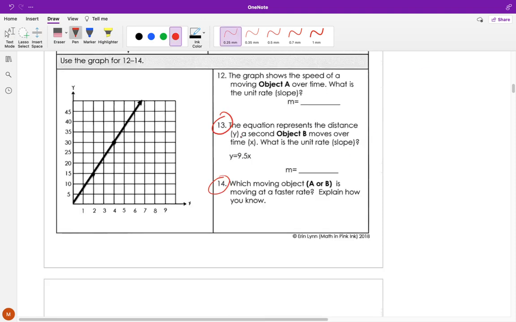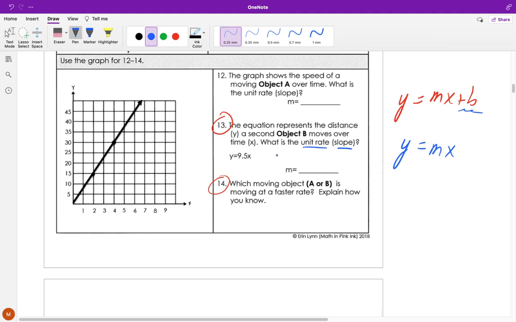All right, so for 13, it says the equation represents the distance y a second object B moves over time x. What is the unit rate? Well, we know it's y is equal to mx plus b. And in these specific ones, we're looking at proportional relationships. So it's really just y is equal to mx. And the unit rate, and as it says, slope in parentheses, remember, we can refer to our slope as a unit rate, the rate of change, our slope, constant variation, you guys learned it as well.